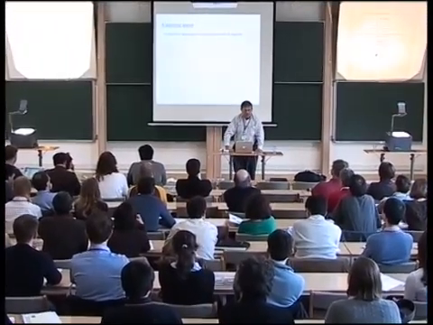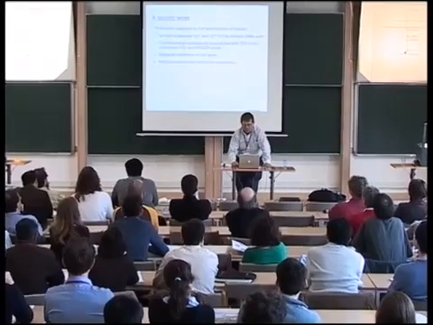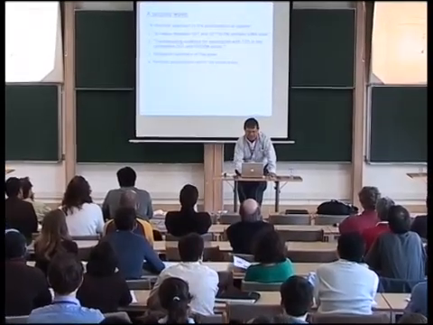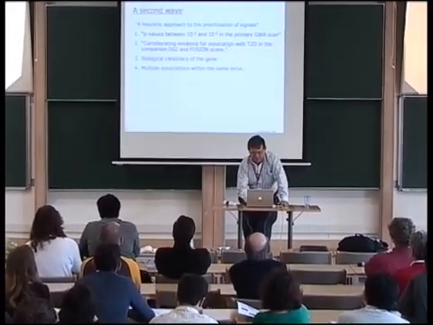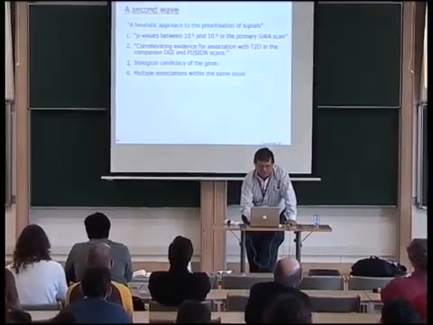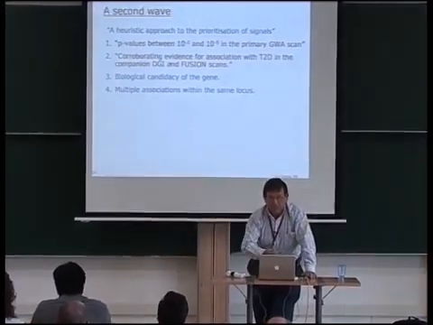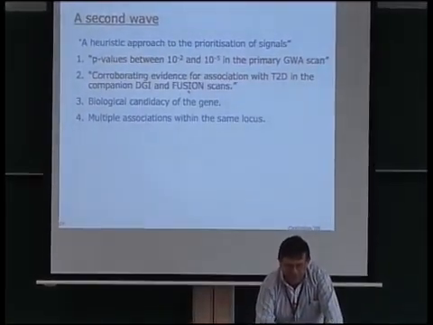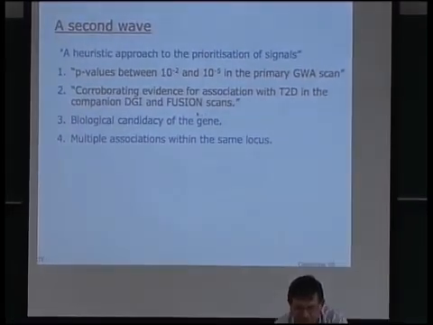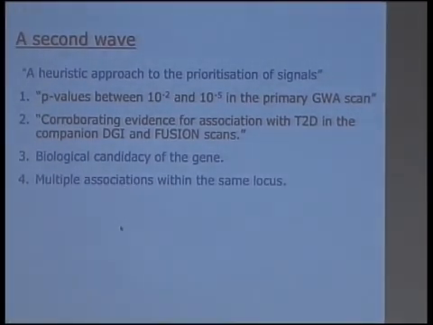However, too few were discovered, and the second wave was needed, and they developed a heuristic approach to the prioritization of signals: p-values between 10 to the minus 2 and 10 to the minus 5 in genome-wide scan, corroborating evidence from association with type 2 diabetes from the companion studies, the Finnish US study and the DGI, then biological candidacy, multiple association with the same items, and that's about it.